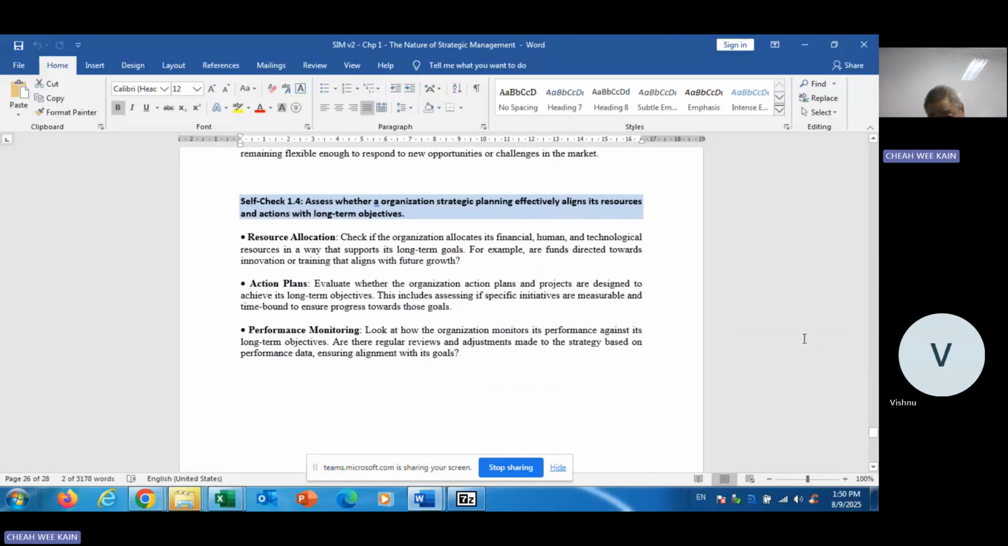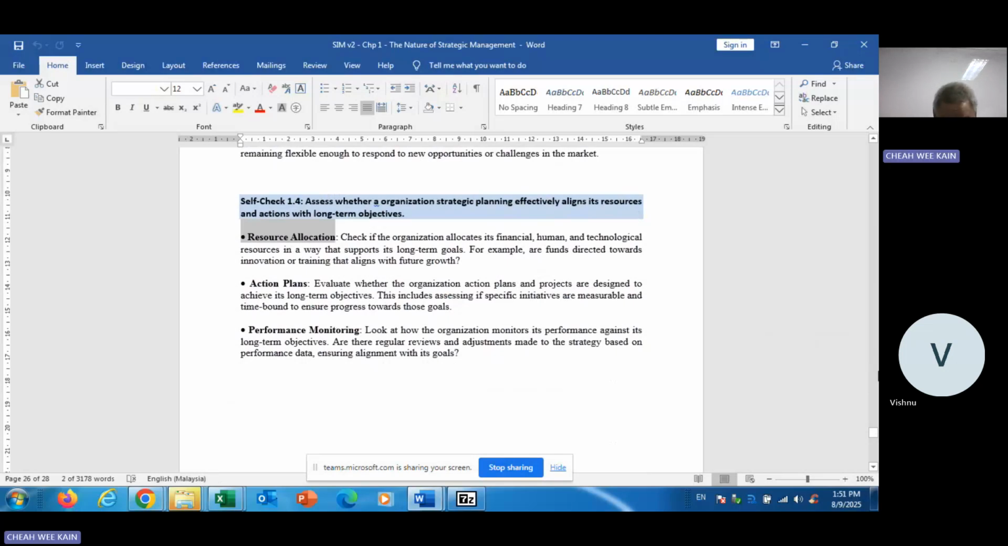Assess whether an organization's strategic planning effectively aligns its resources and action with long-term objectives. You check. Does the company allocate its resources in the best way? Now, when you're talking about resources, I do not just mean current resources that the company has. It also covers resources that you think you can get in the future.